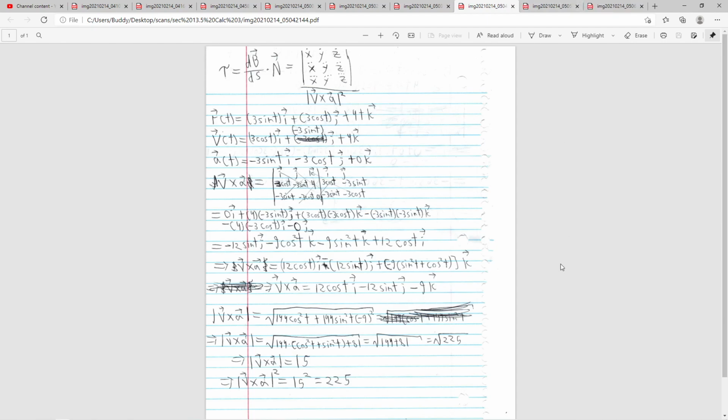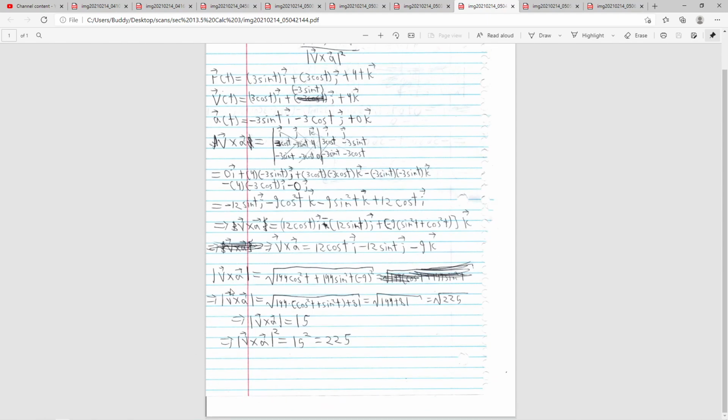At this point, I don't think this is given on tests usually, because other things are much more needed. It takes a while to do on any serious problem, so we're just going to go over it once. But you do the cross product v cross a. You get these v and a, and eventually you arrive at 12 cosine t i minus 12 sine t j minus 9k.